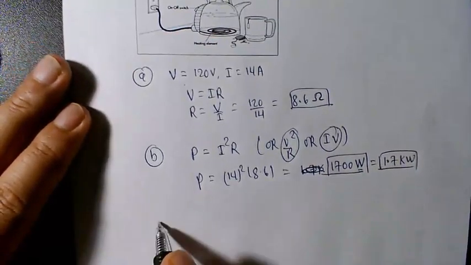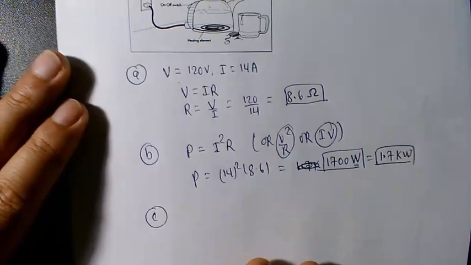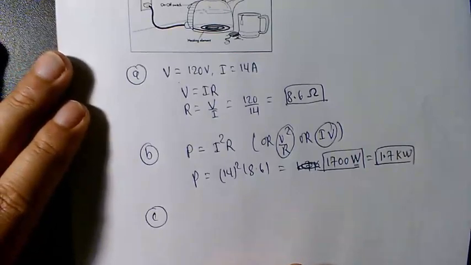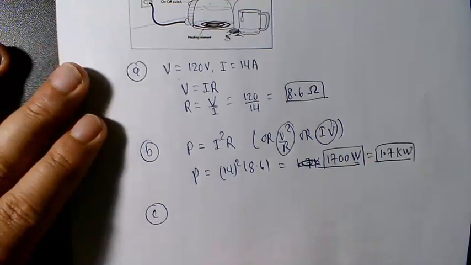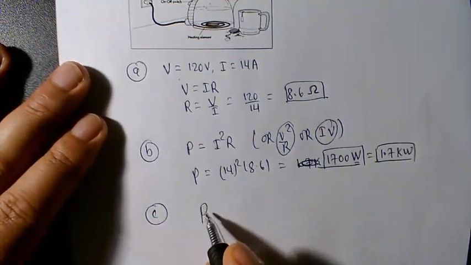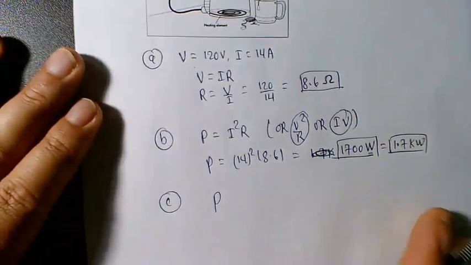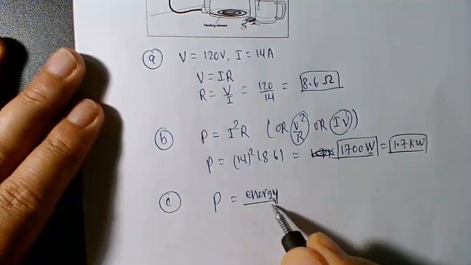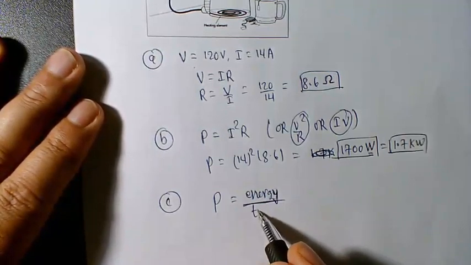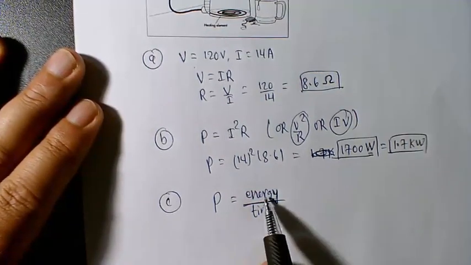Okay, next question. It says the kettle can hold 1.7 liters of water. Assume that all power goes to heating power. How long will it take for the kettle to heat the water from 20 degrees Celsius to its boiling point, 100 degrees Celsius? So then you have to use the power definition. The general definition of power is energy over time. It's the rate of flow of energy. In general, power is energy over time.